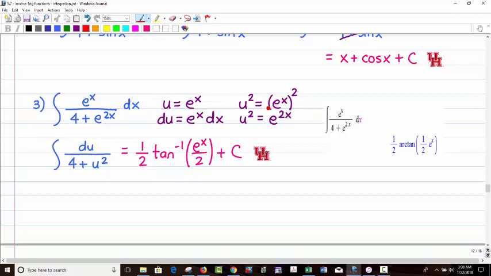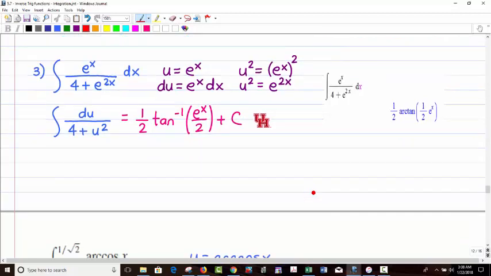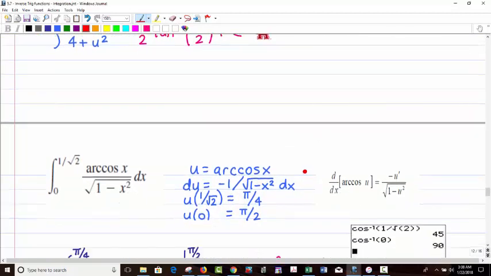You have to be careful here. e to the x squared is not e to the x squared. It's e to the 2x. You multiply the exponents. So u squared takes care of that one, and it just falls perfectly into inverse tan, du over 4 plus u squared. So you have 1/2 arctan, tan inverse, however you want to say it, of e to the x divided by 2 plus c. So I just want to kind of throw in a few little odd things like that.